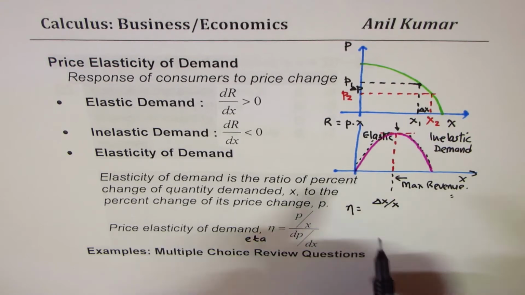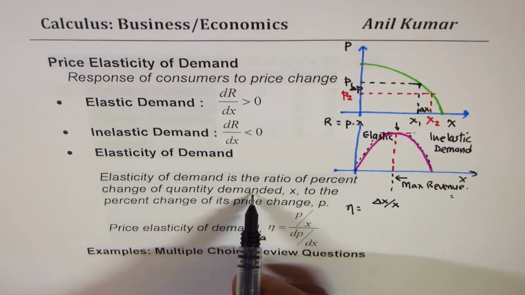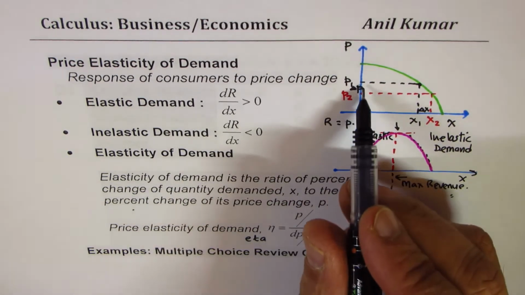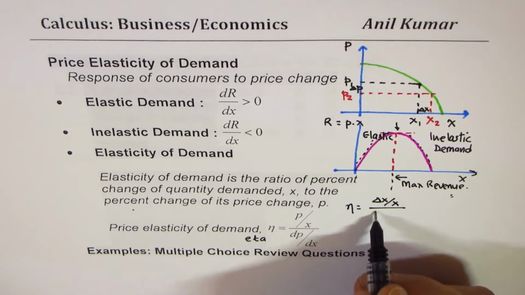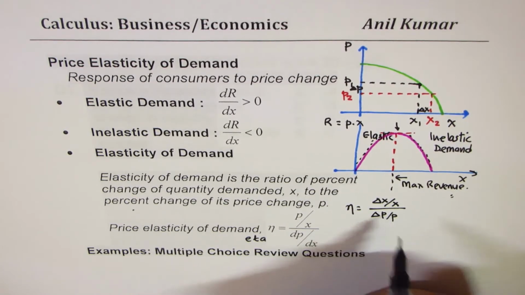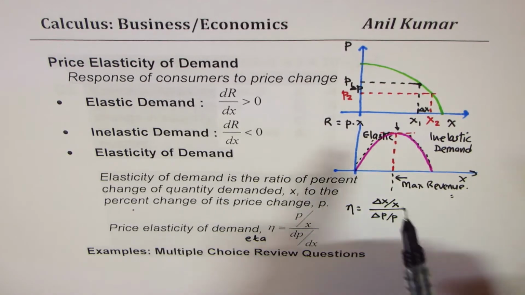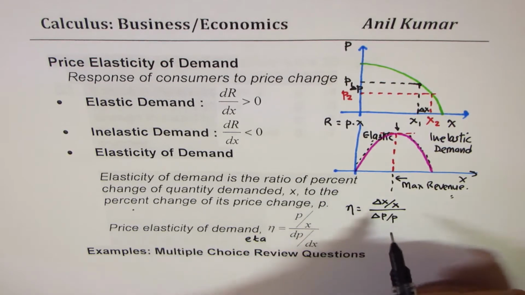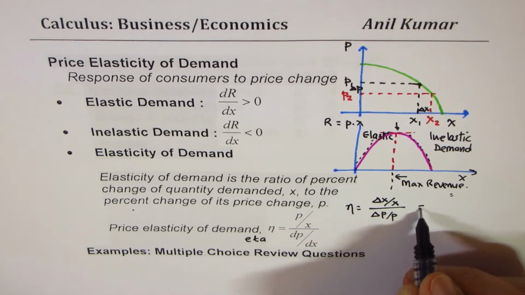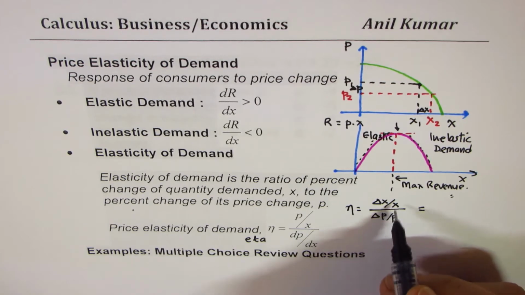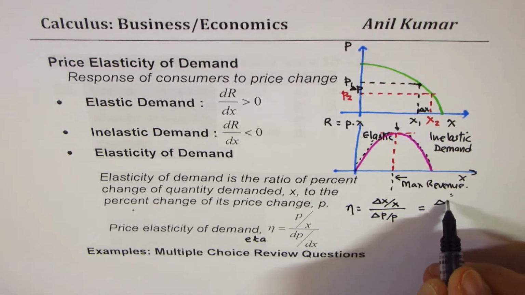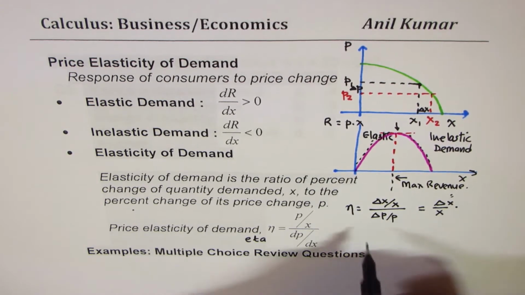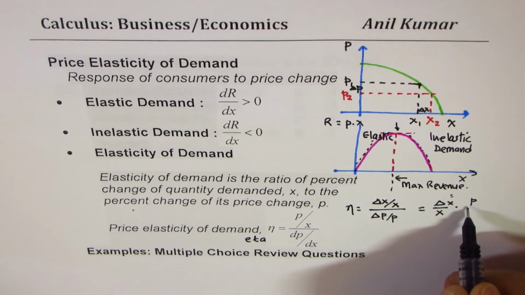So it is the ratio of change in the quantity demanded, which is x, change in x, to the percent change in price. That means this percent change. So let's call this delta p over p. Whenever we are talking about percent, we always have to divide by the actual price at that time, correct? So that gives you the formula, which I can rearrange and write, taking this p to the numerator. Let me write it like this: delta x over x times p over delta p.